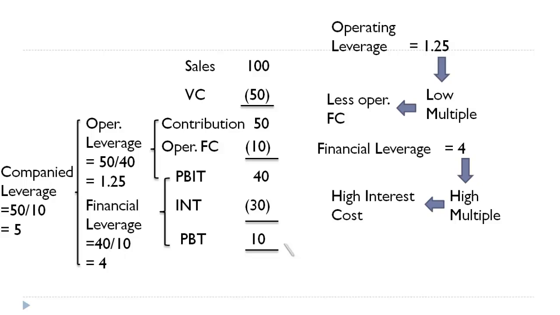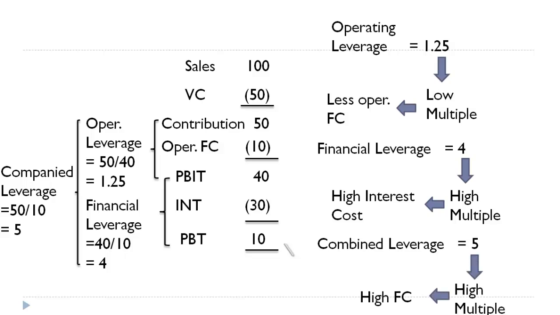And what we had in combined leverage, our combined leverage ratio was 5. It means it established a relationship between contribution and PBT, right? Here when the contribution was 50 and PBT was only 10, it means the contribution has earned 5 times of PBT. It means the 4 times was eaten away by the fixed cost, basically the operating and interest cost. So the higher combined leverage indicates presence of a high level of fixed cost. So that's what happened here.